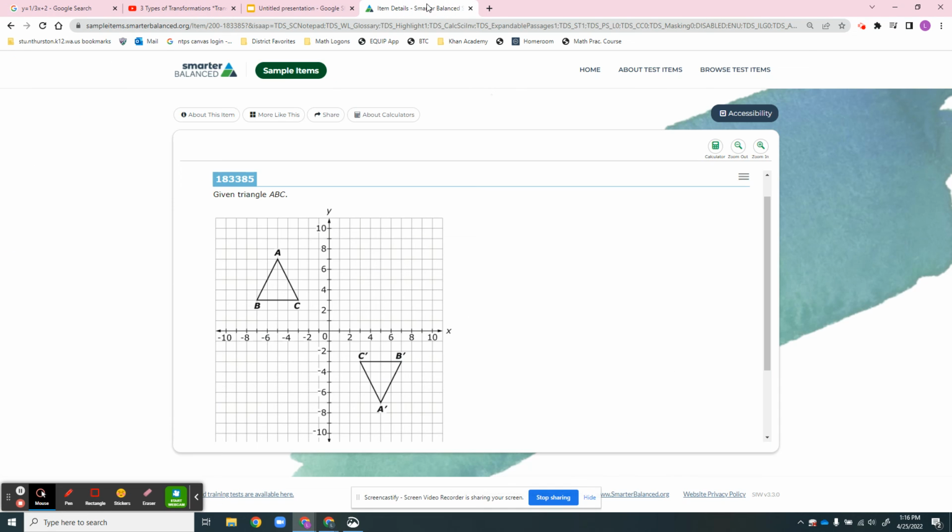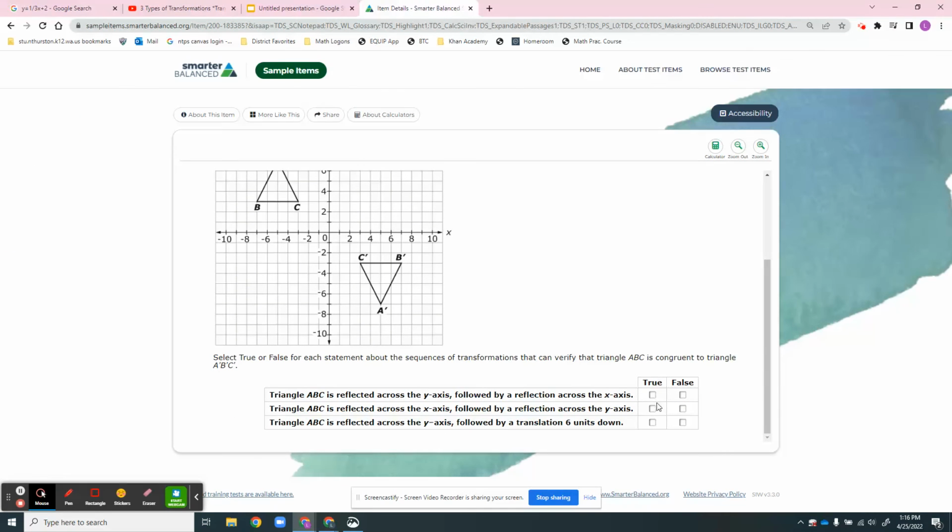So we get back to our Smarter Balanced screen. We know that the first one was true. The second one was true. But for this last one, the translation going down, it is false. And that's how we do that problem. Remember, graph paper and whiteboards are your friend. That's all for now.